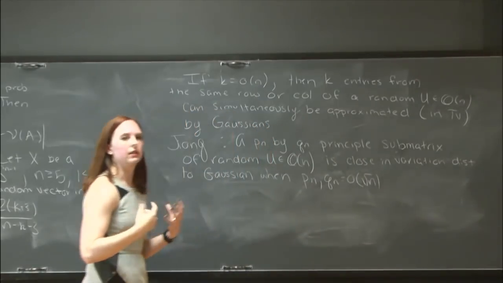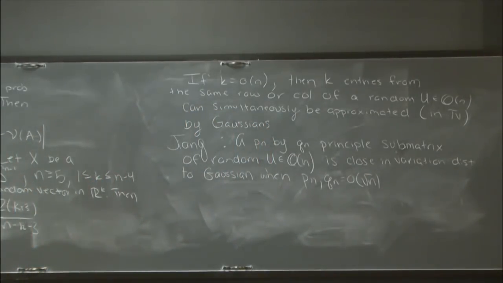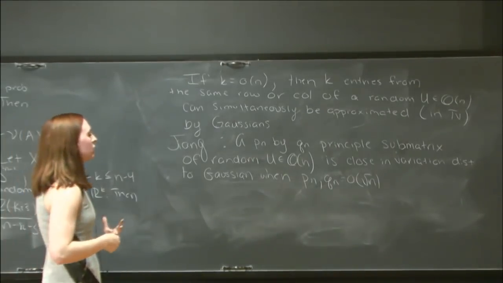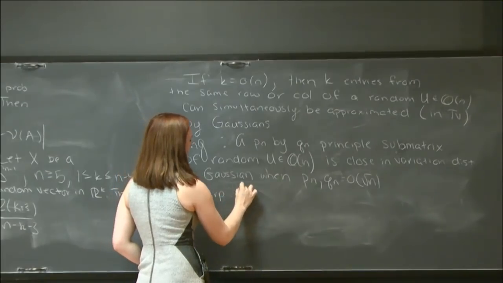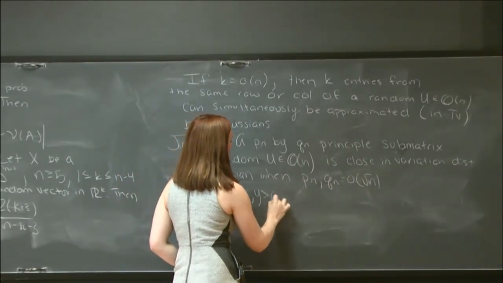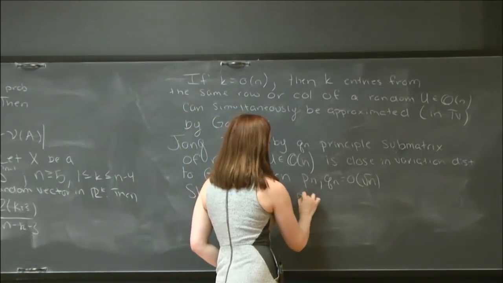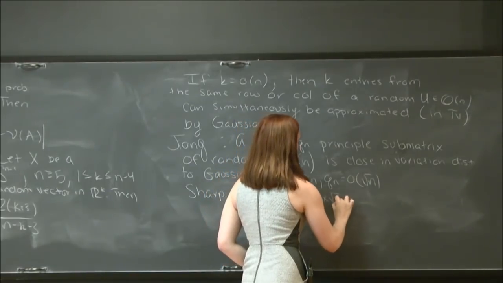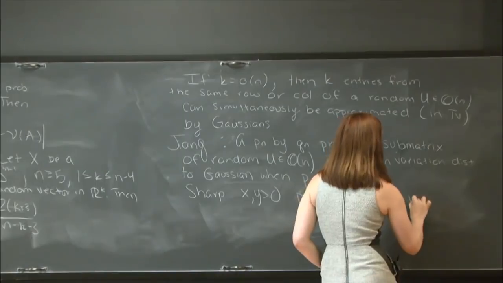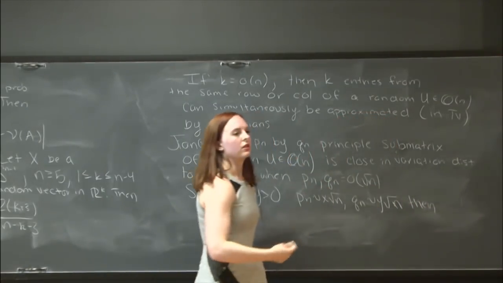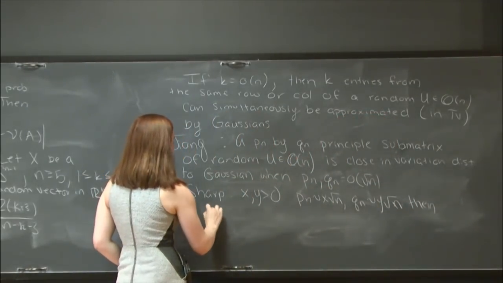Okay? So I can take a little o of root n by little o of root n submatrix and approximate it simultaneously. Okay? And he showed that this was sharp in the sense that if x and y are greater than 0 and p_n is asymptotically x root n, q_n asymptotically y root n, okay, then the total variation distance does not go to 0.